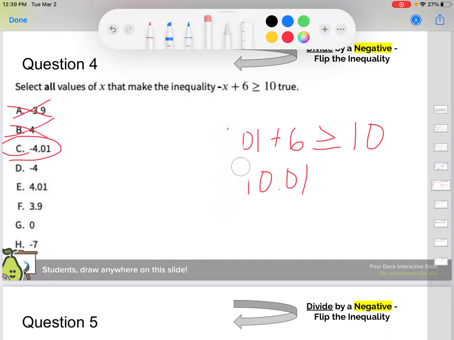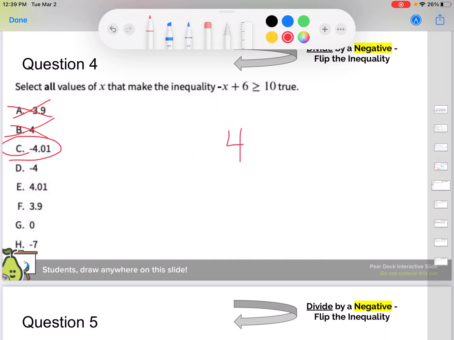Let's try D. So a negative times a negative is going to make a positive. So I've got 4 plus 6 is greater than or equal to 10. Well, 10 is equal to 10. That line down there tells me I can use that.